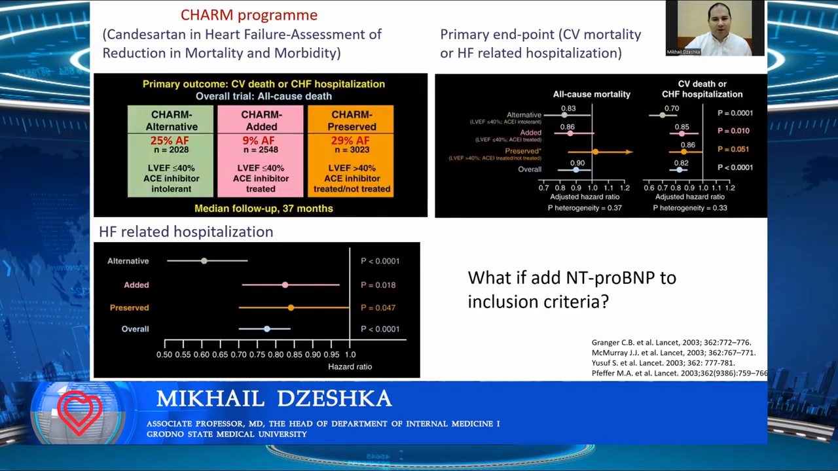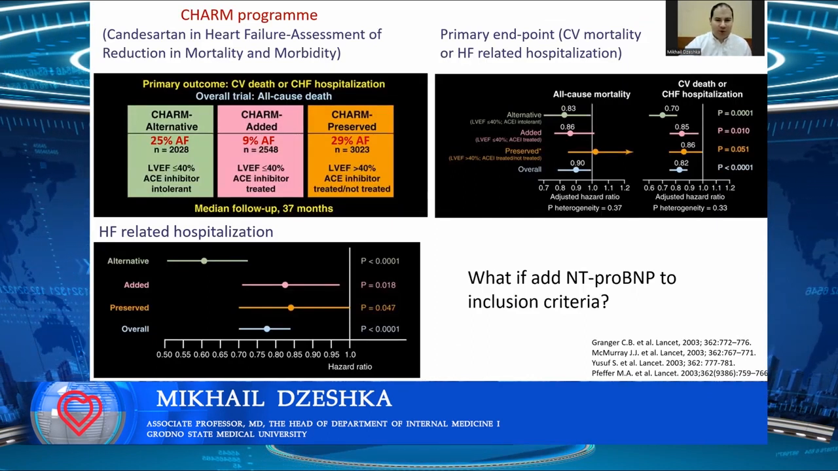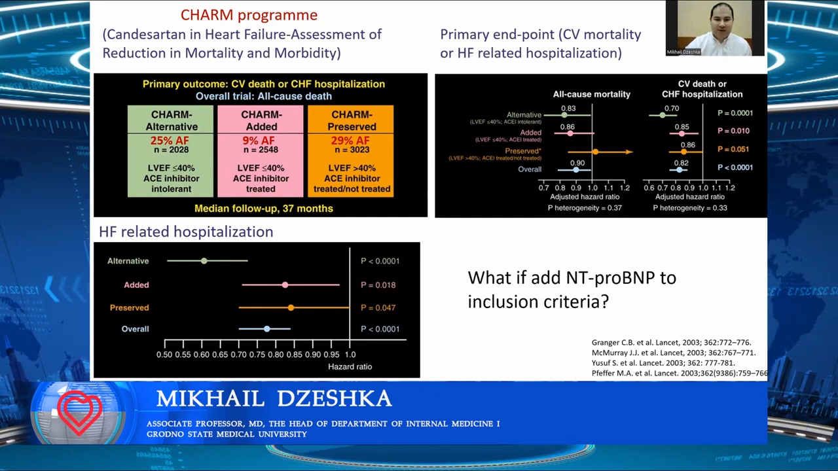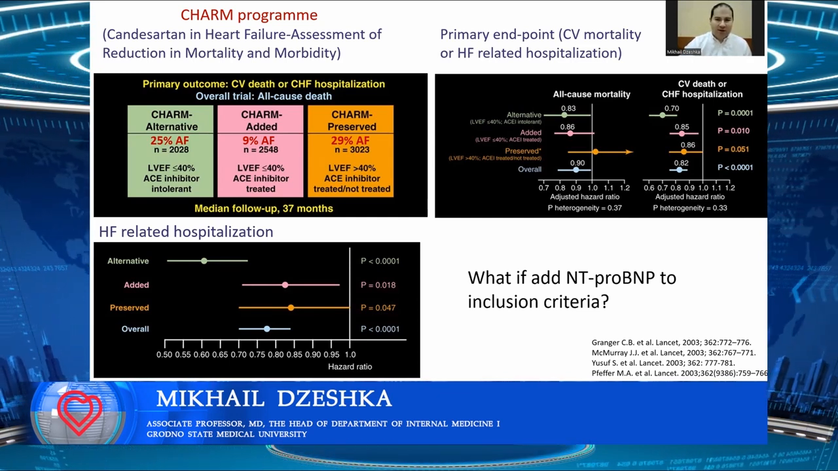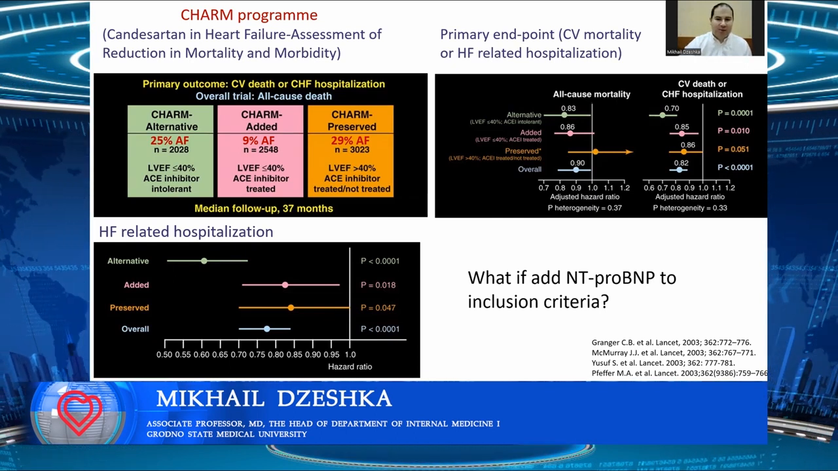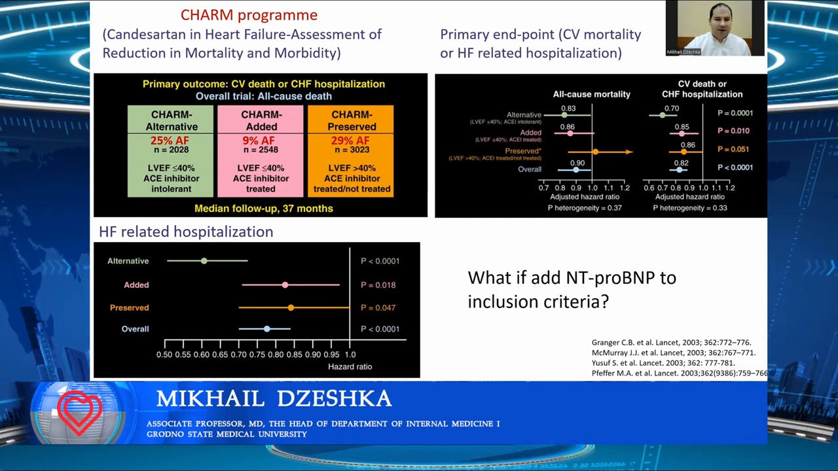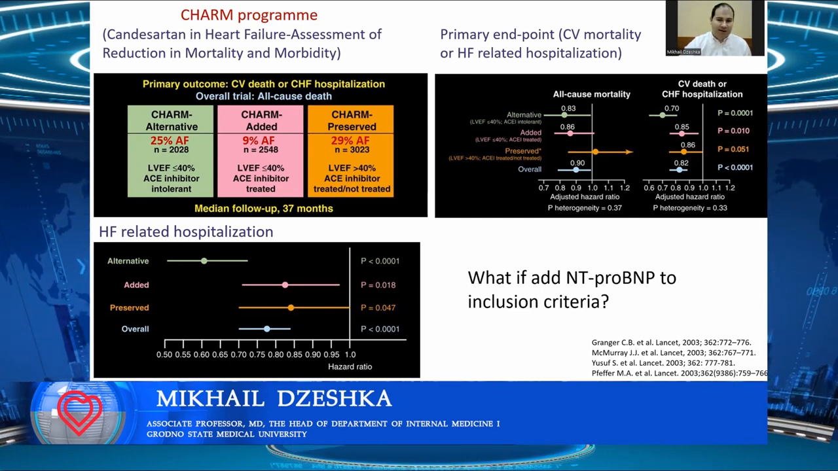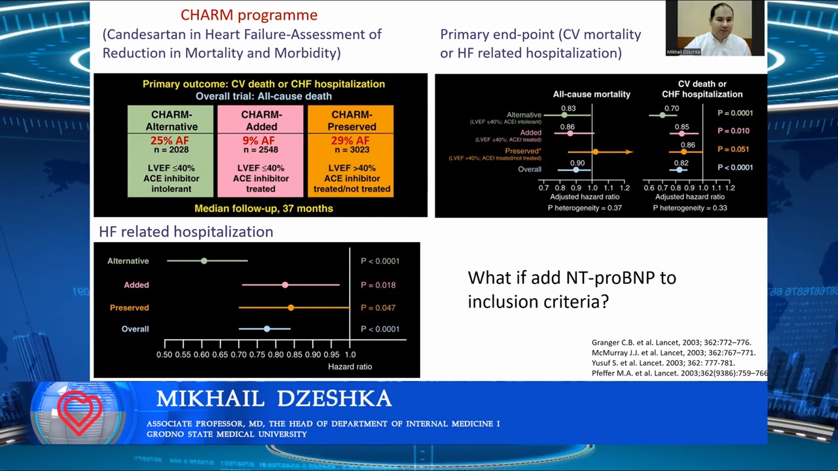Returning back to the history of management of HFpEF with candesartan in the CHARM program, the CHARM-Preserved study specifically showed borderline significance for cardiovascular death and heart failure-related hospitalization reduction. The question then arises: what if we add an NT-proBNP level to the inclusion criteria in CHARM-Preserved patients?